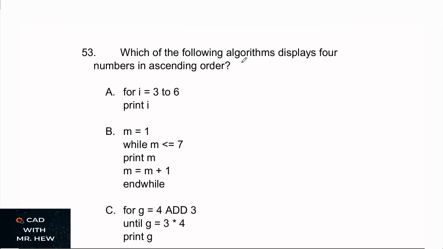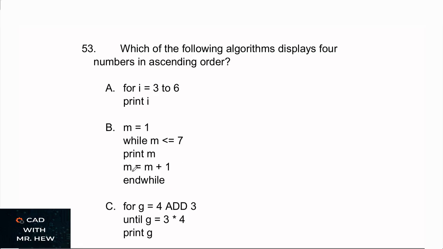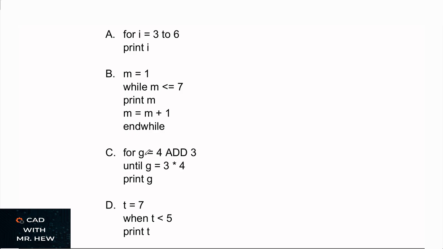Which of the following displays numbers in ascending order? So for A, we have for i equals 3 to 6, print i. B, m equals 1. While m is less than or equal to 7, print m. And we have m is equal to m plus 1. C, for g equal 4, add 3. The next statement is until g equals 3 times 4, and then we're printing g.